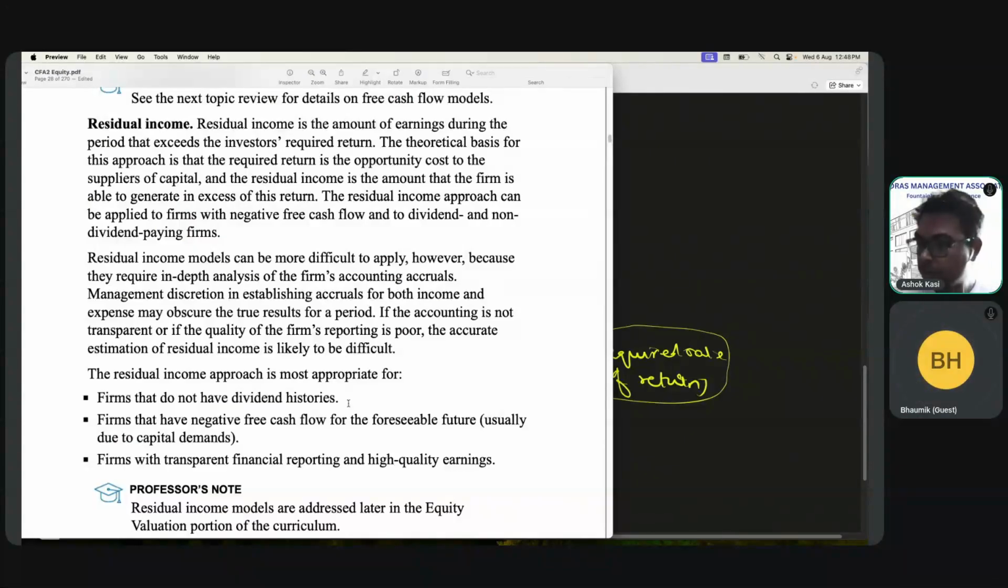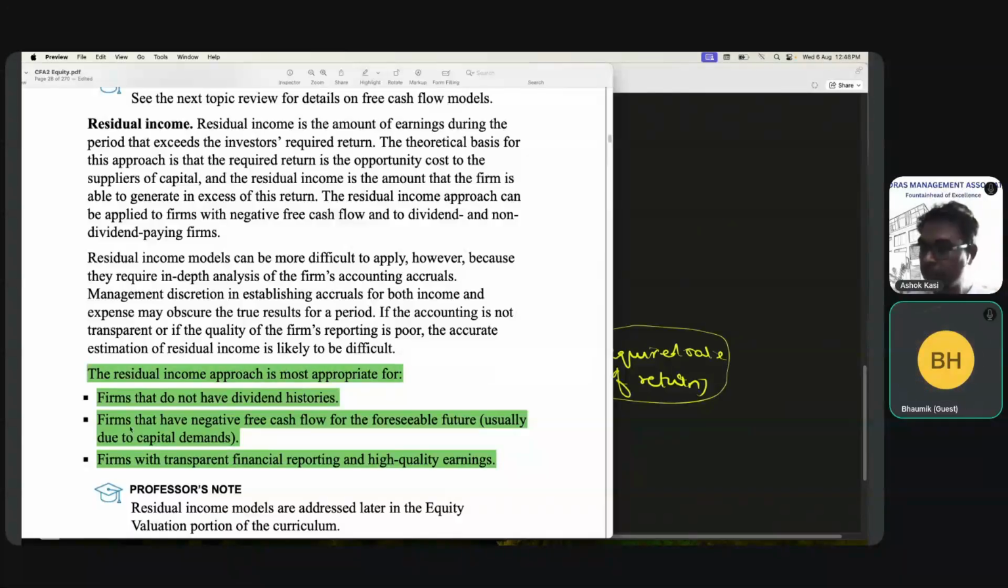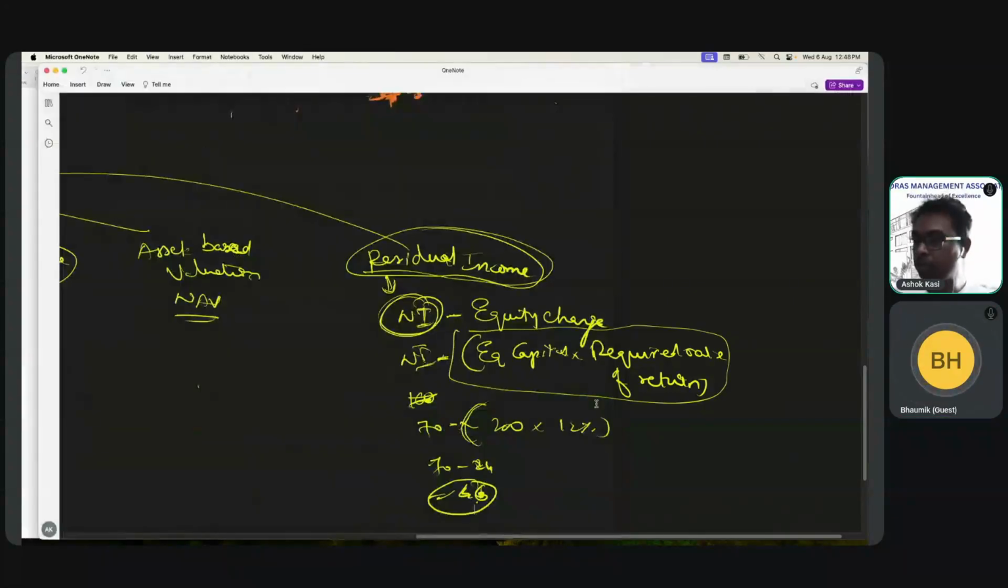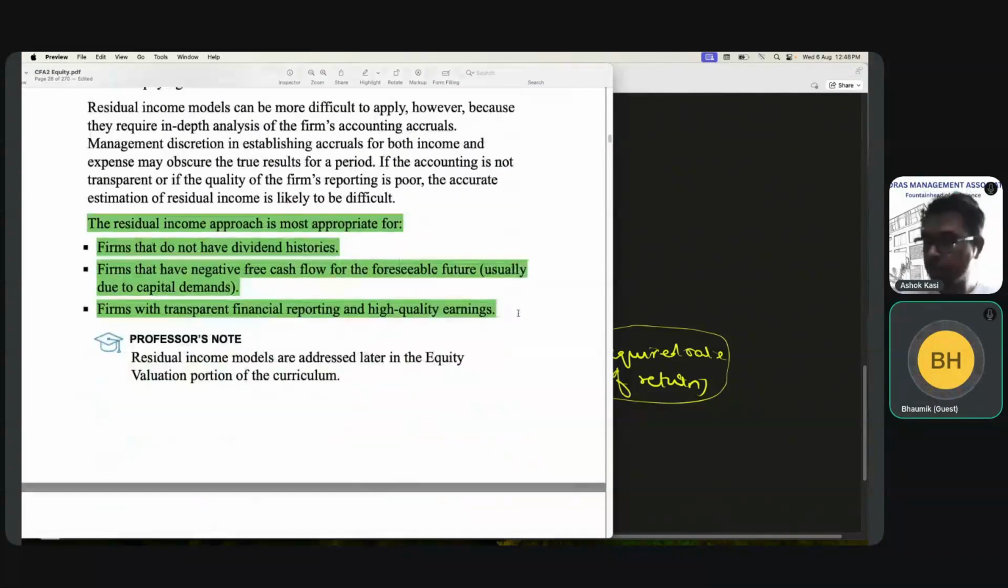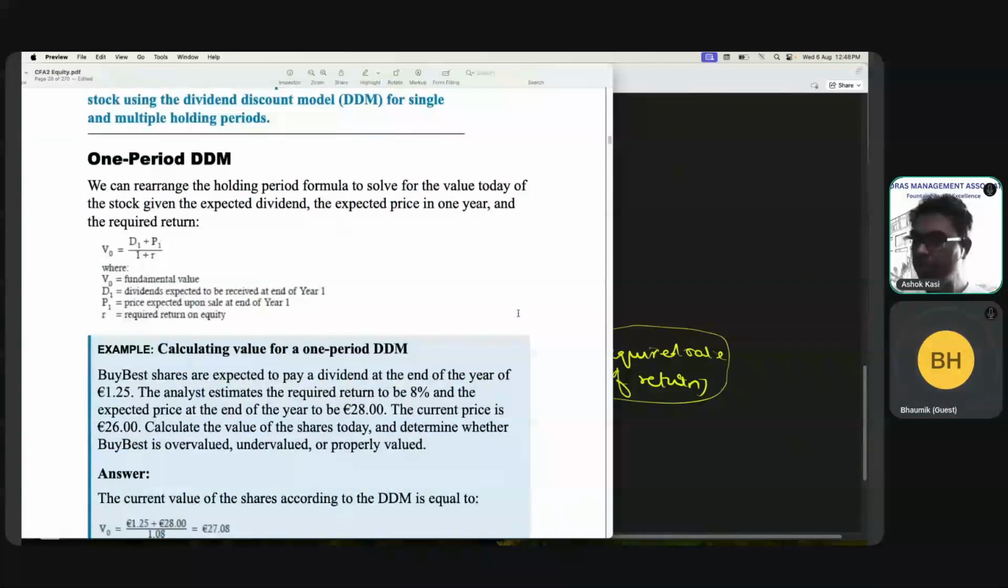See here, they have given this for all models, which is very good. When to use: firms that have negative free cash flow for the foreseeable future. Why? All money has been utilized due to capital demands. But if they are financial firms with transparent financial reporting and high quality earnings, then you can go for the residual income model. The rest you will be able to understand when you read.